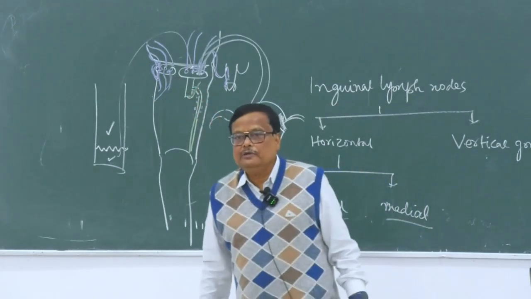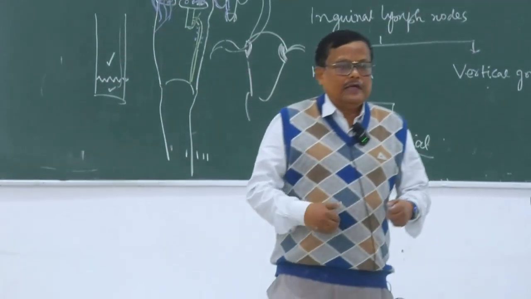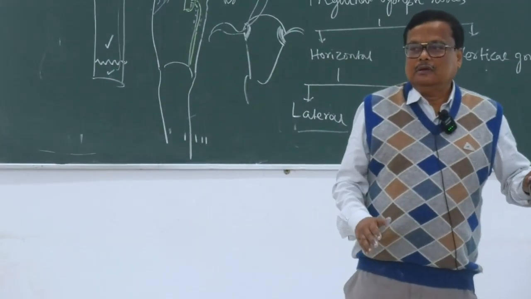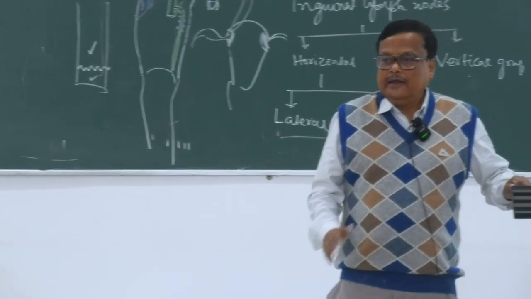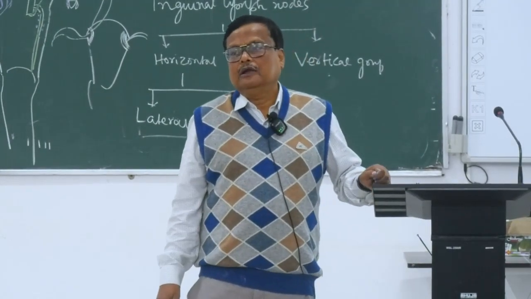All the superficial lymphatics of the inferior extremity except the area drained by the popliteal nodes.